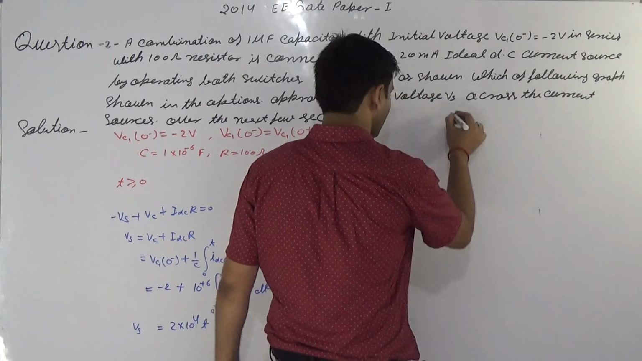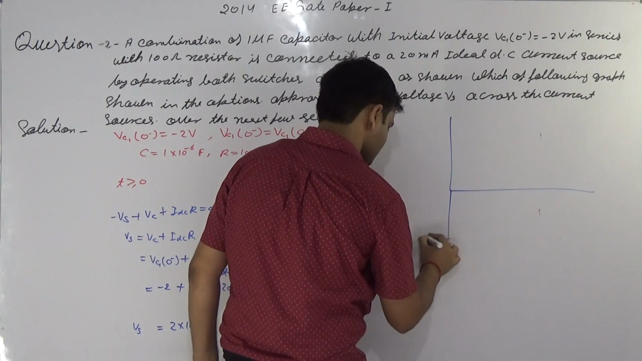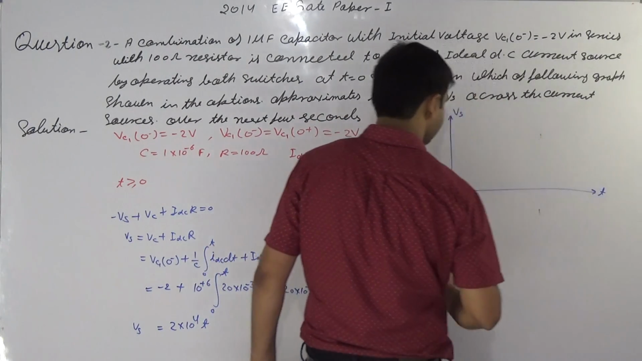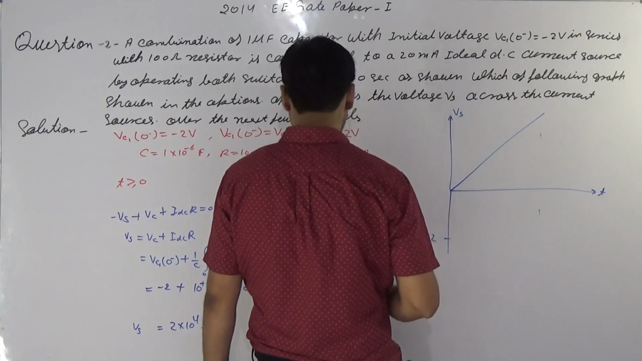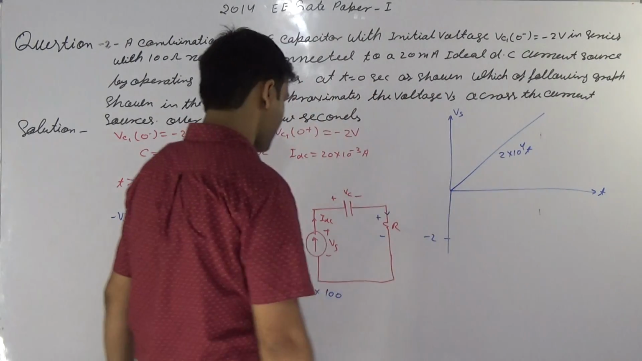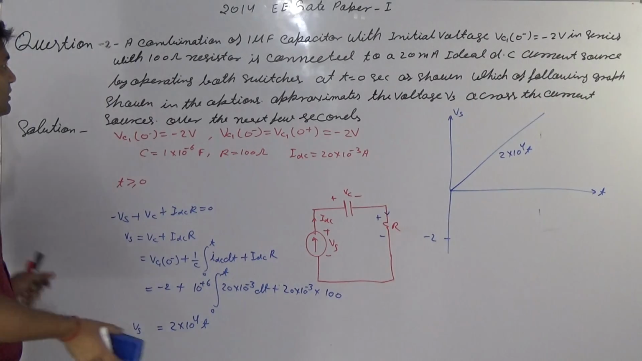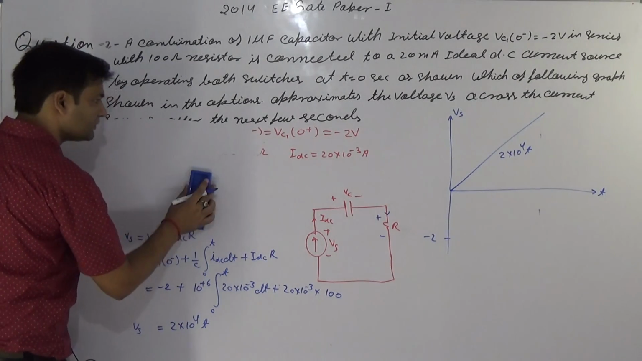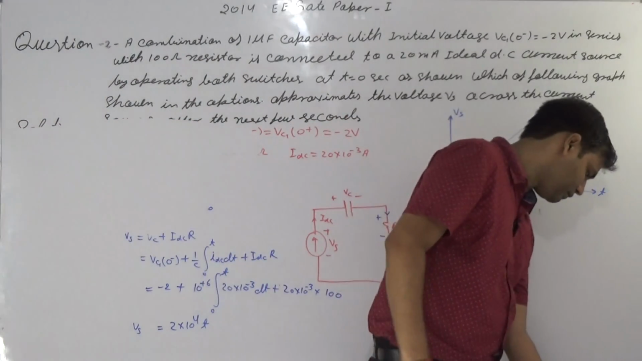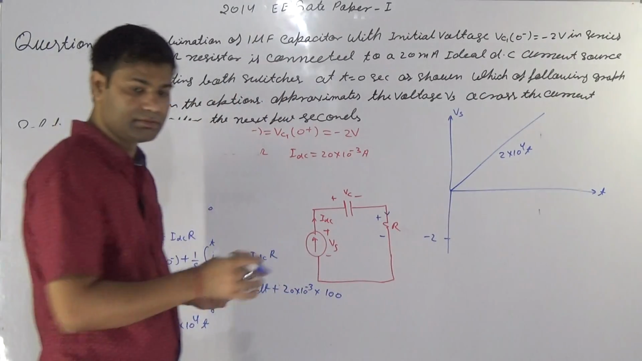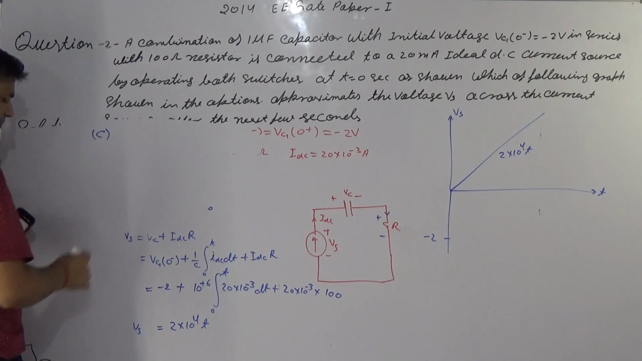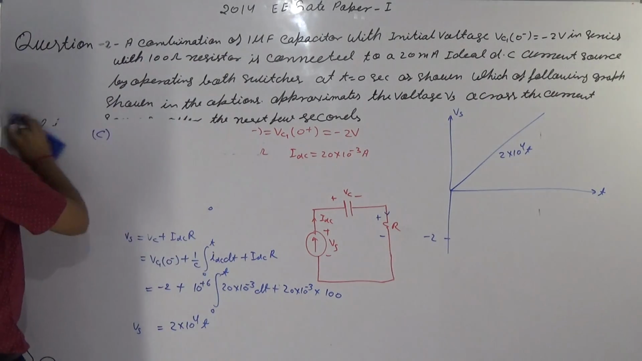Now plotting the graph: -2 is the intercept, this is Vs, this is T, and the slope is 2 into 10 to the power 4 T. This is the right answer. Which option is correct, A, B or C? C is the correct option. Now another question.